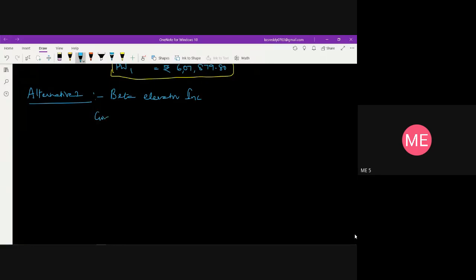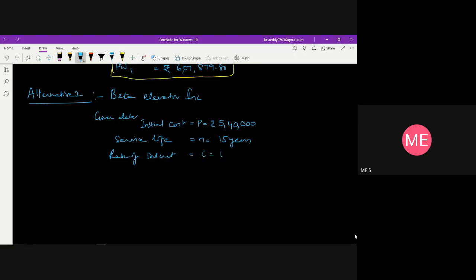What is the given data? It is similar for all the alternatives. So find out the initial cost. It is rupees 5,40,000. And also as mentioned, the service life is the same for both alternatives, that is n equal to 15 years, and the rate of interest is also the same, that is i equal to 15% compounded annually.